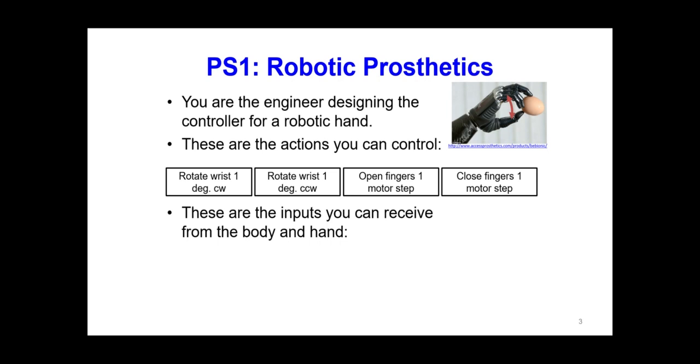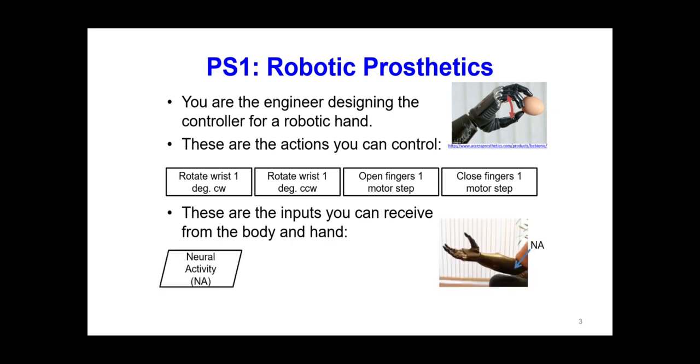And the inputs you can receive from the sensors would be the neural activity, that would be the neural activity coming from the arm that might be wired to this robotic arm. We're going to assume that's a value between 0 and 1, with 0 as in no signal and 1 as high as it can go. You can also receive inputs from force sensors in the fingertips, so that would be the finger force.